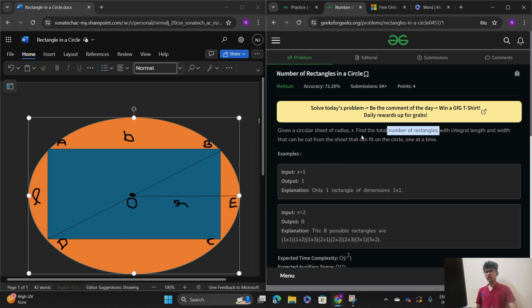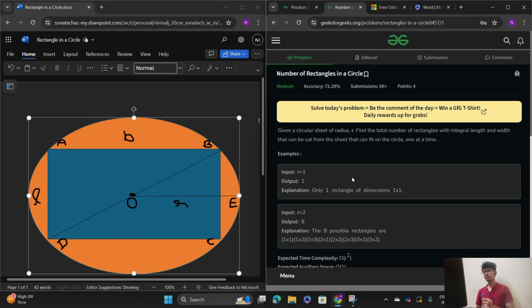So what can be the total number of rectangles? We don't know the length and breadth of the rectangle, but to find them, we need to know the radius of the circle. For that, they have said that the input will be r equal to 1. This r denotes the radius of the circle. Using this radius r, we are going to find the length and breadth dimensions of the rectangle.